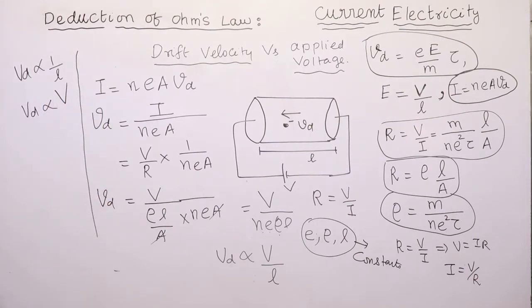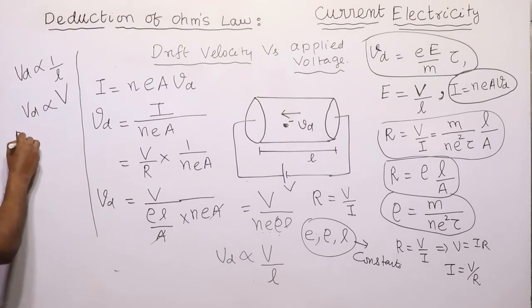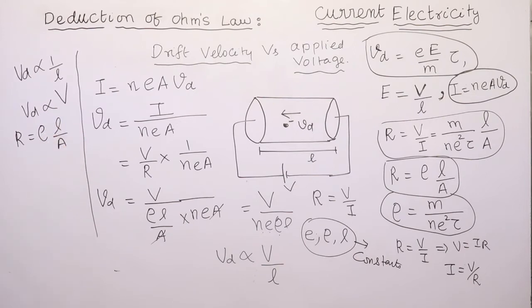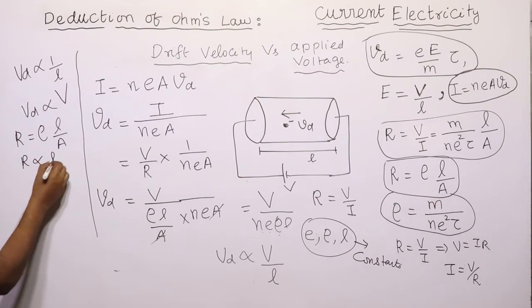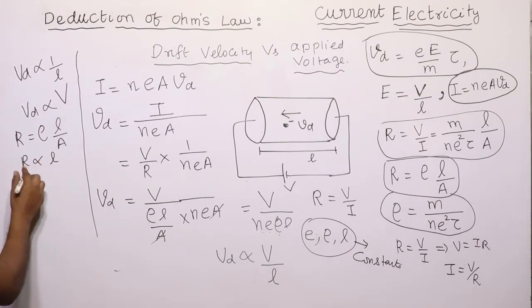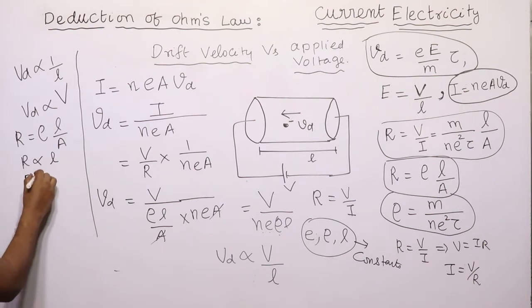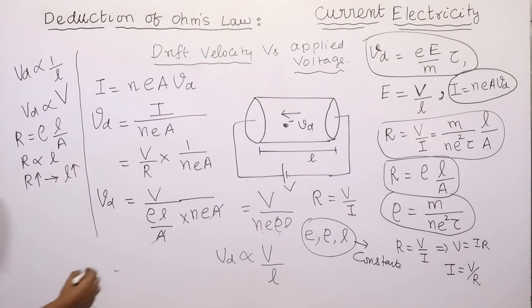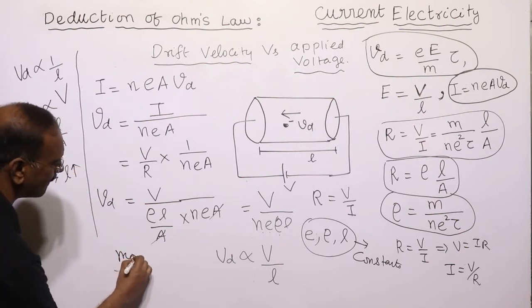As we have seen for the resistance, resistance is equal to rho into L by A. It means resistance is directly proportional to the length. It means more the length, more is the resistance, as resistance will increase with the length of the conductor.